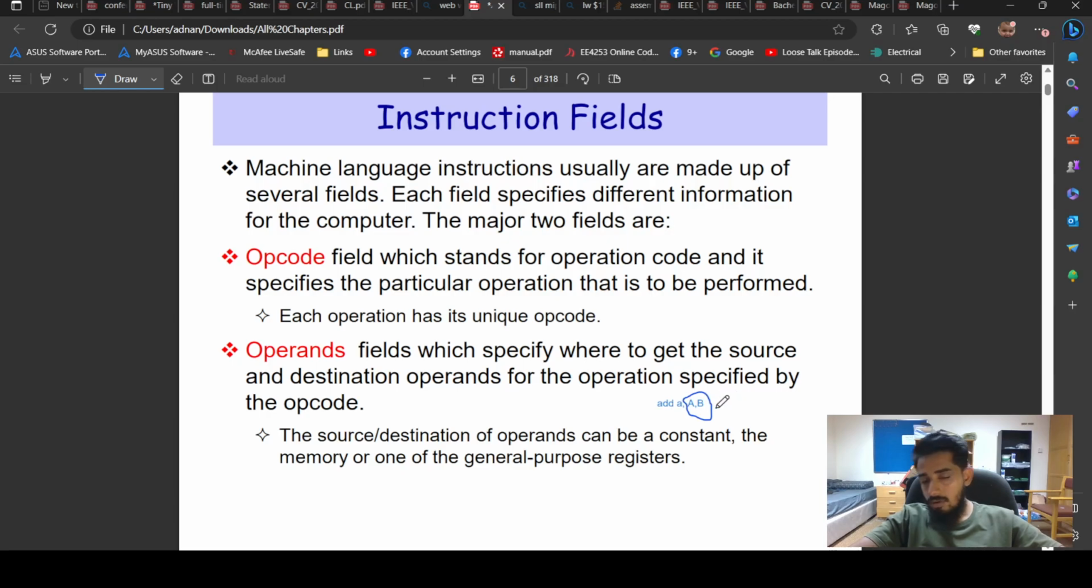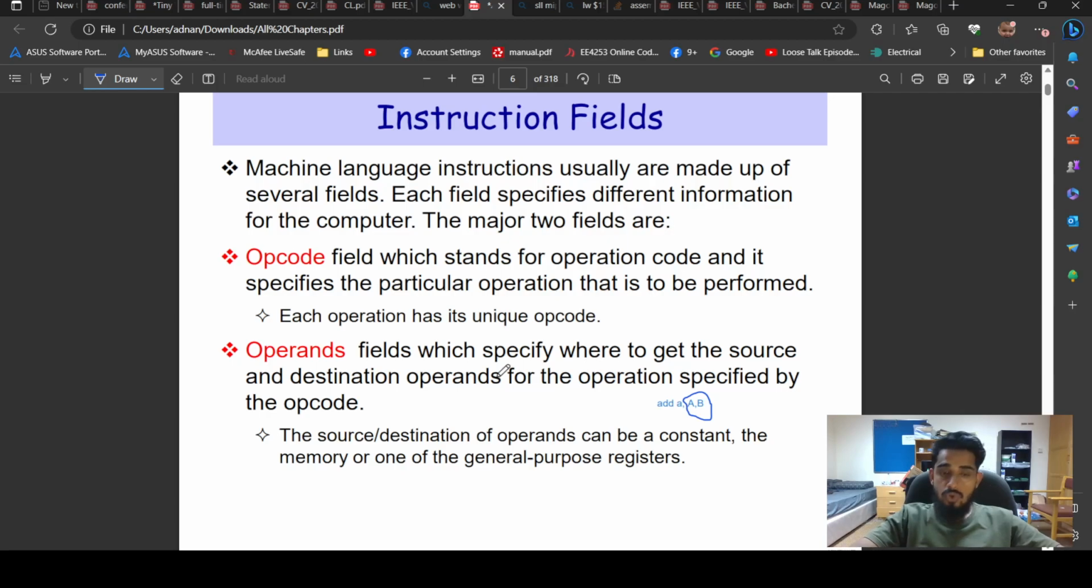So what are A and B? The operands can be constants, meaning values: A could be 1, 2, 3, and B could be any integer value. Or A and B could be registers, like the registers in our architecture. They could also be memory addresses. So operands could be immediate values, general purpose registers, or memory addresses. From that address we load the value and then add.